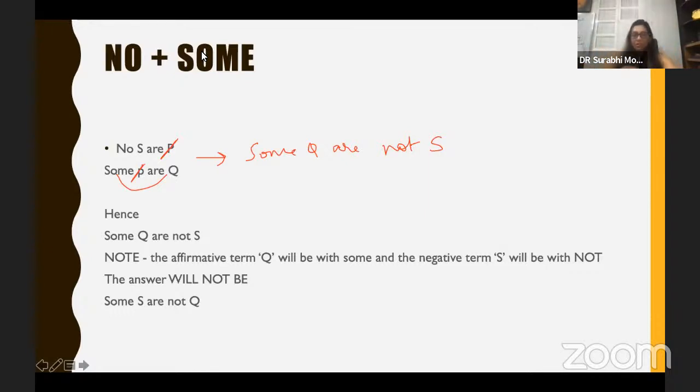It's the easiest. The affirmative term will be written with some and the negative term will be written with not. No checking anything, just remove the middle term. The some term will be with some: some Q are not S. This will always be your answer. Simple.